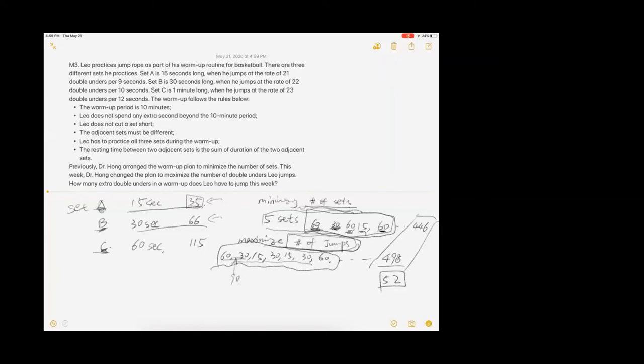So this will be 90. That's another thing. When you maximize the number of jumps, every time you put in a 60 somewhere in the middle, it contributes to the rest time for the adjacent workouts, right? But if you put 60 on the end, it only contributes to one resting time. That saves some time so that you can jump more. Okay. Got it?